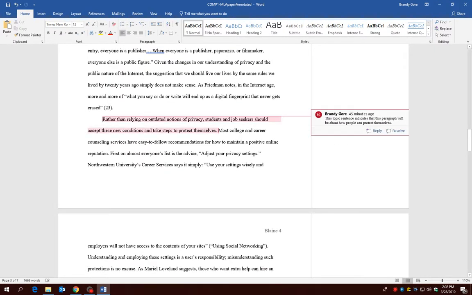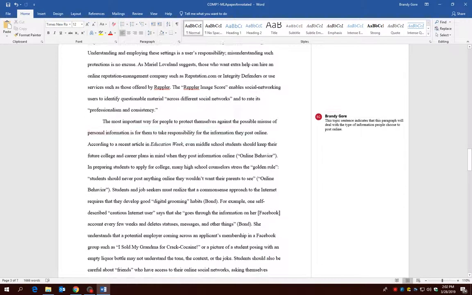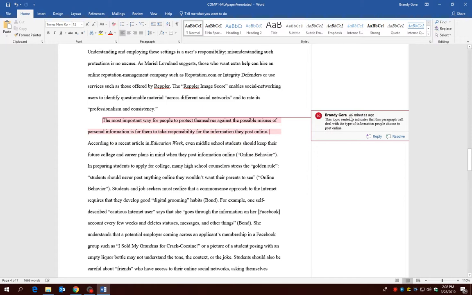Okay. Rather than relying on outdated notions of privacy, students and job seekers should accept these new conditions and take steps to protect themselves. So here, with this topic sentence, we can expect this paragraph to be about protecting oneself. The most important way for people to protect themselves against the possible misuse of personal information is for them to take responsibility for the information they post online. So here we should expect to see the different types of information that are being posted and the fact that this is up to the person posting.